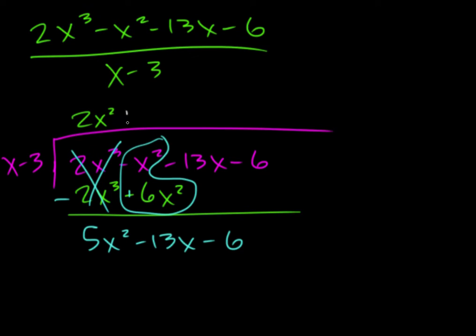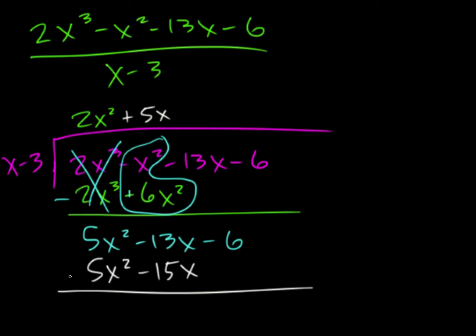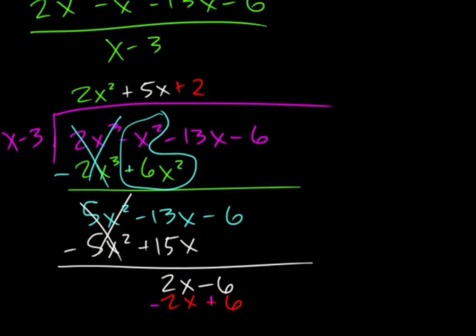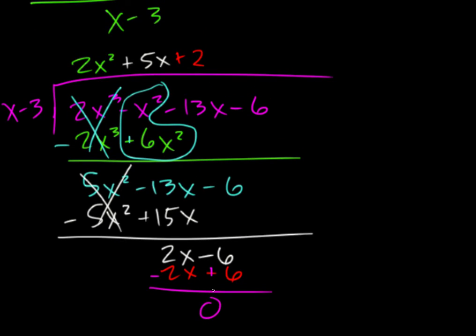Okay, we have to multiply by 5x. So we get that back, 15x. We change our signs. These cancel. This is 2x minus 6. This needs to multiply by 2. Multiply it back, 2x minus 6. We change the signs, and we have a remainder of 0, so that's actually our answer. Okay.